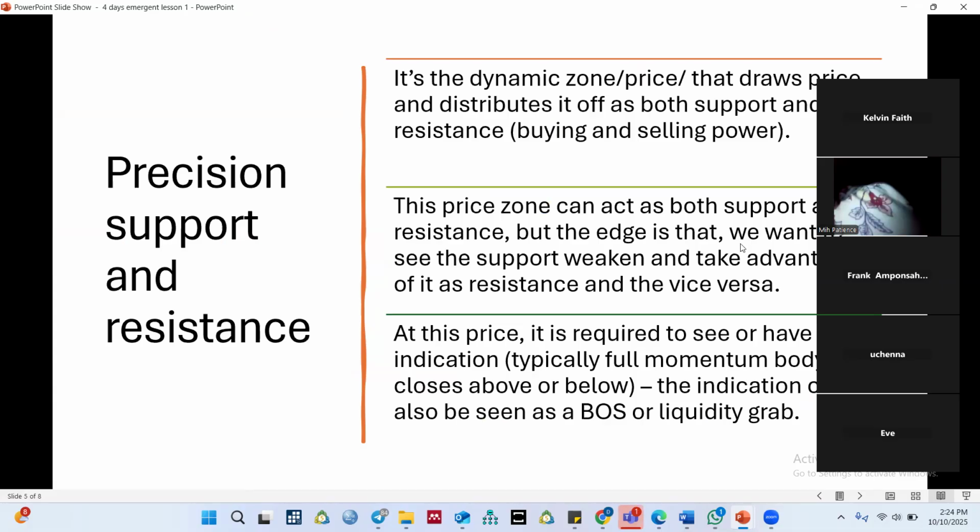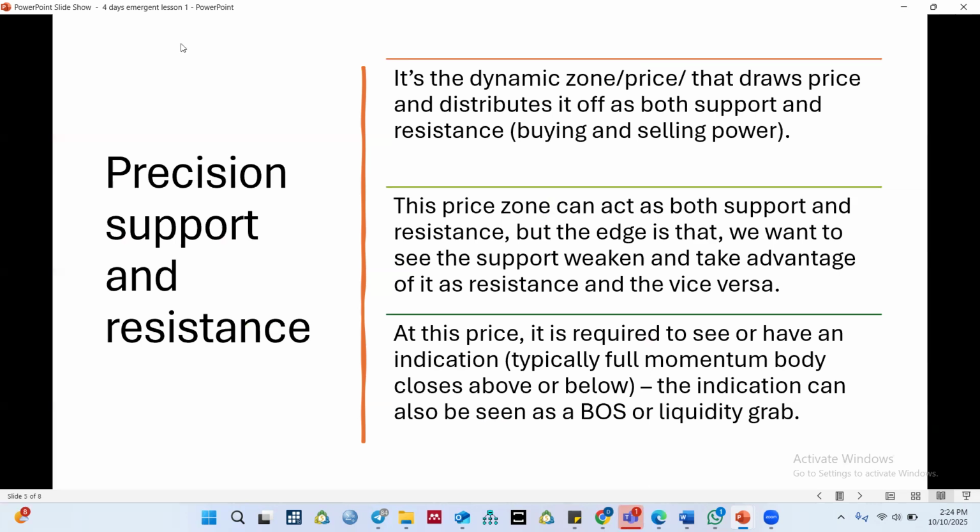Great. So today we want to go a little bit deeper into what is precision support and resistance. What is precision support resistance? This term has been formed, or coined, by myself based on my observations and what I see as an edge on the chart as I keep analyzing and looking at the chart.